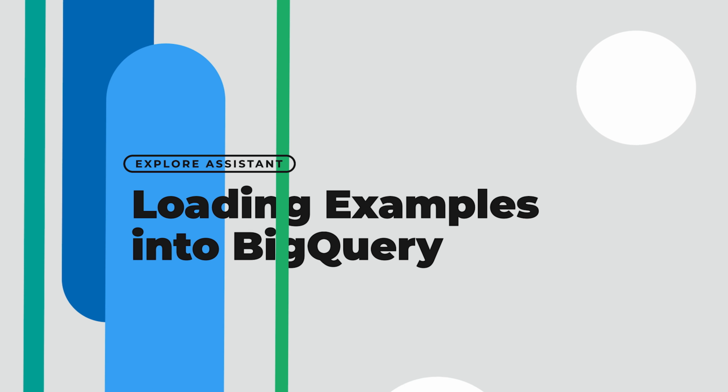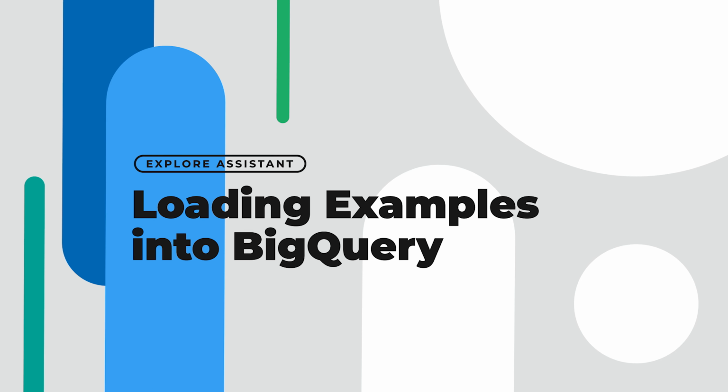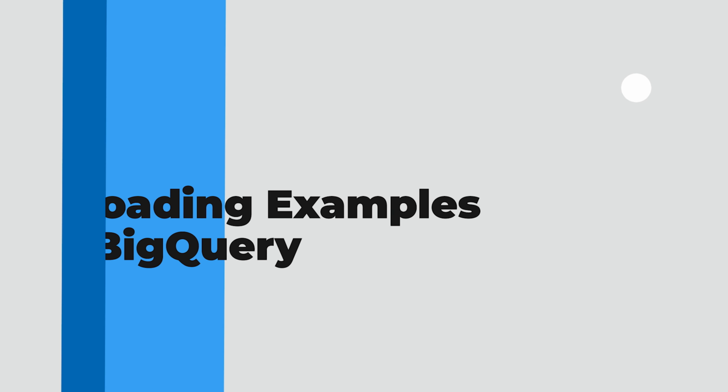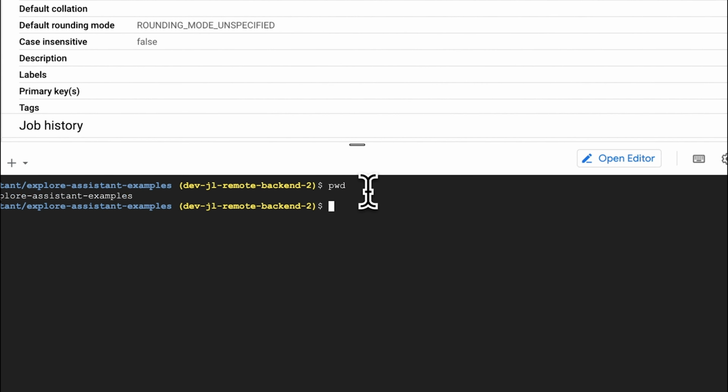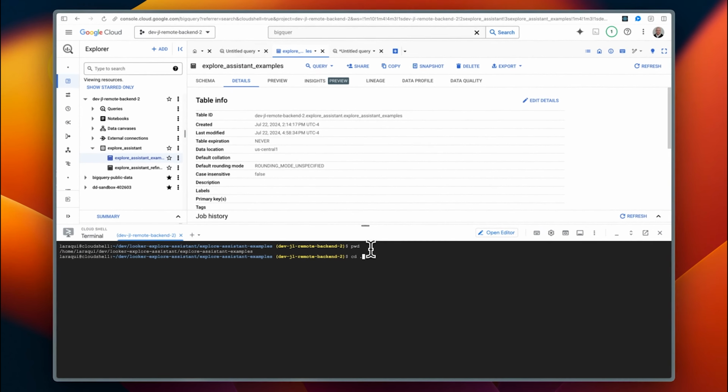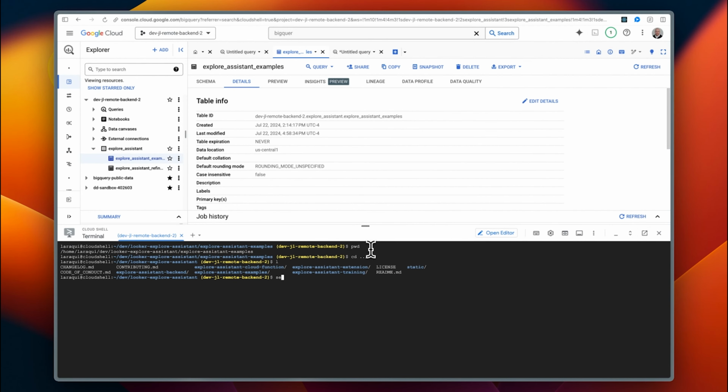All right, let's talk about how to load examples into BigQuery. As a convenience, we make it so that the Explore Assistant examples can be stored in BigQuery, and we've added a Python script to make it super easy to load those examples. So this video is going to essentially show you how to do that.